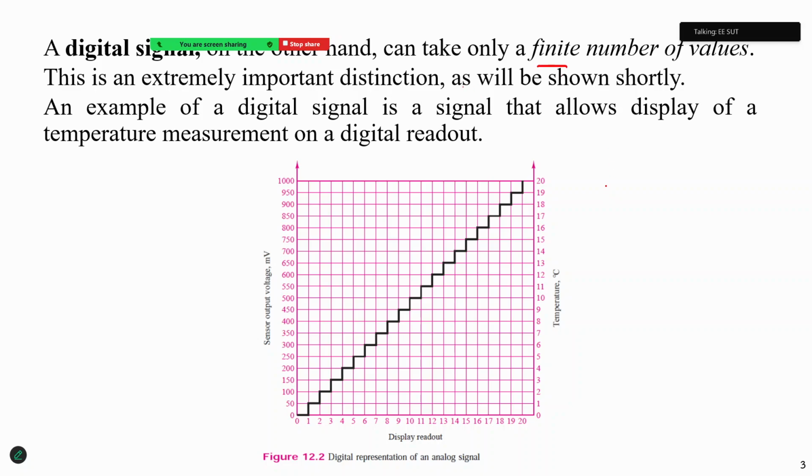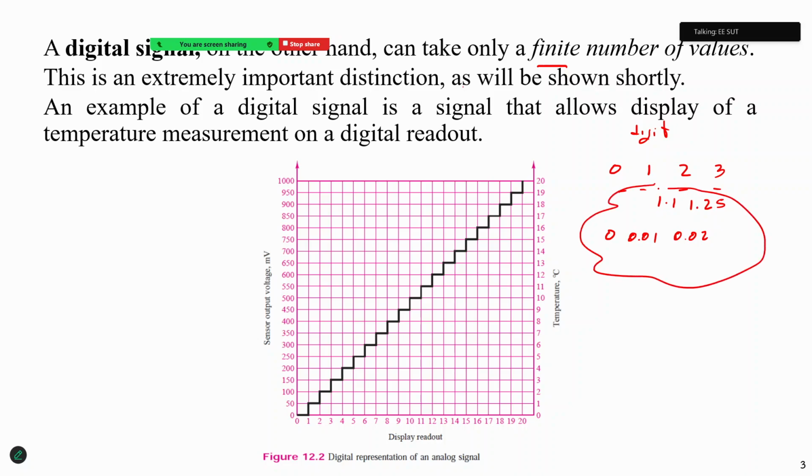So sometimes we count 0, 1, 2, 3, because this is a digit number, right? Or if we use a real number or continuous number, it means from 0 to 1, you have 0.01, 0.02, or 1.1, 1.25. So any number continuously, but a digital signal is discontinuous, right? And mostly in digital logic, we use only the signal of 0 and 1. The signal is there and it's not there.